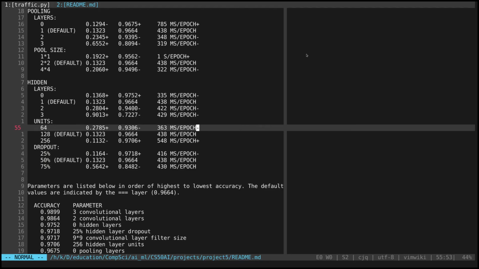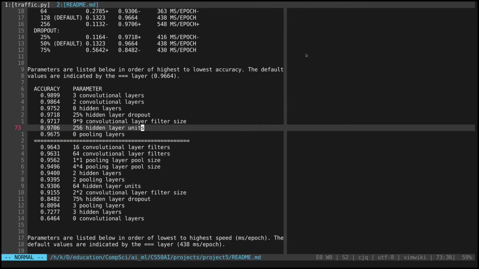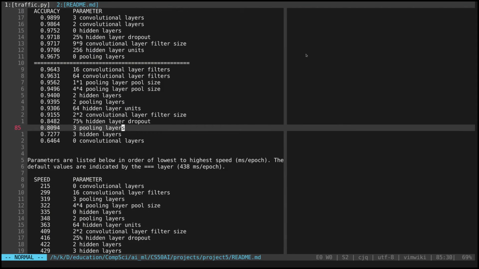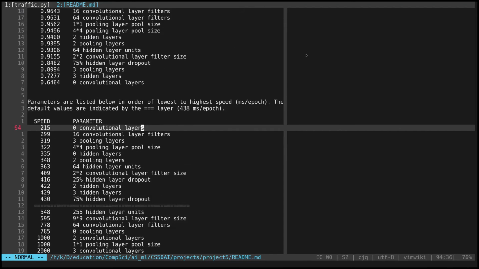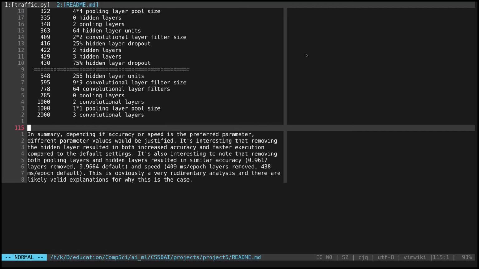Afterwards, I ranked these by accuracy and by speed. Obviously, there's going to be a trade-off between accuracy and speed. I did find, which was surprising, and I'm not sure why this is, that when I removed the pooling layer and the hidden layer, both speed and accuracy increased from what was used in handwriting.py, which is a bit surprising. I'm sure there's a reason for that.